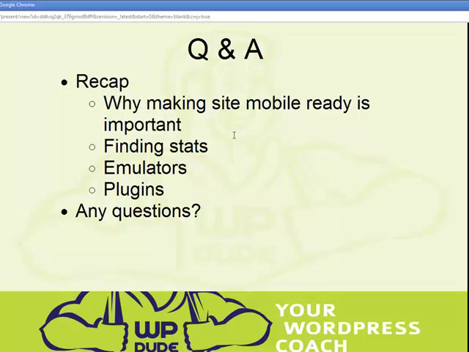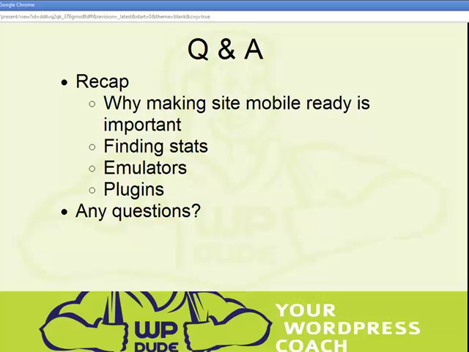So just a quick recap. We talked about why making your site mobile ready is important. There's this huge and ever-growing trend of people using mobile devices, and it's going to be more and more as tablets and iPads become more ubiquitous. You'll find more and more people are accessing the internet with these small screen devices. We talked about using Google Analytics to get your stats up to see how many people are coming into your site using mobile devices. It'll probably surprise you. Mine was very, very low, but I would say 10 to 15% is an average of people accessing your site via mobile devices.